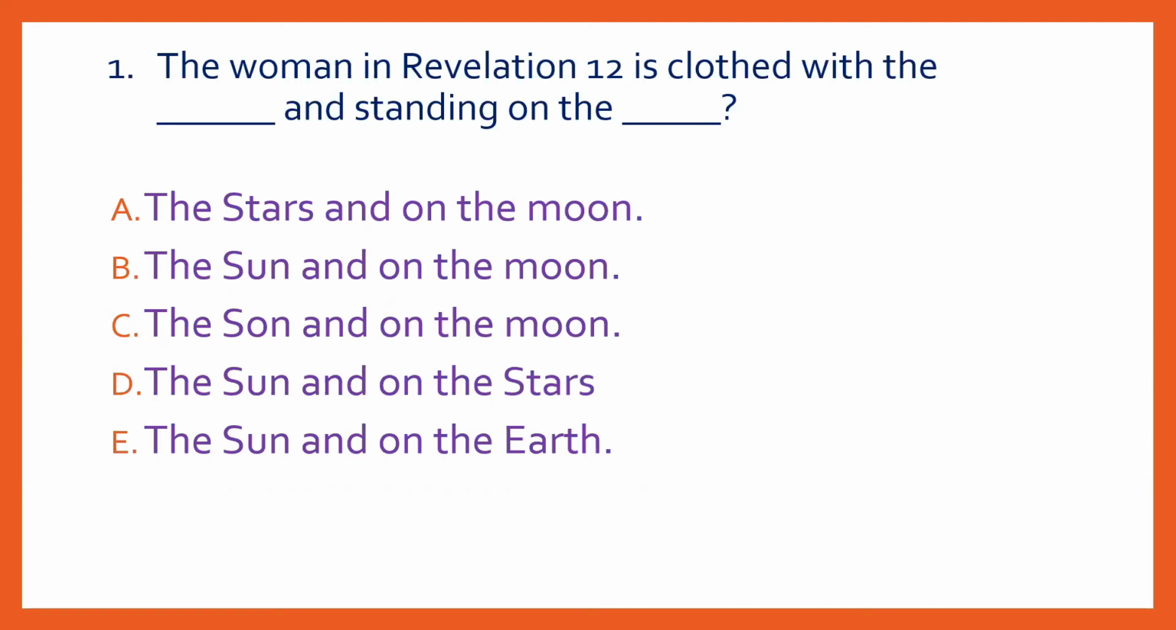If you're confused, then you just need to remember what the text said, right? So this is Revelation chapter 12. When Revelation chapter 12 opened, we saw a woman clothed in white. She was standing upon something. Was it the stars and the moon? Was she clothed in the sun and the moon? Was she clothed in the S-O-N and standing on the moon? Was she clothed in the sun and standing on the stars? Was she clothed in the sun and standing upon the earth? All right, so that's the first question.